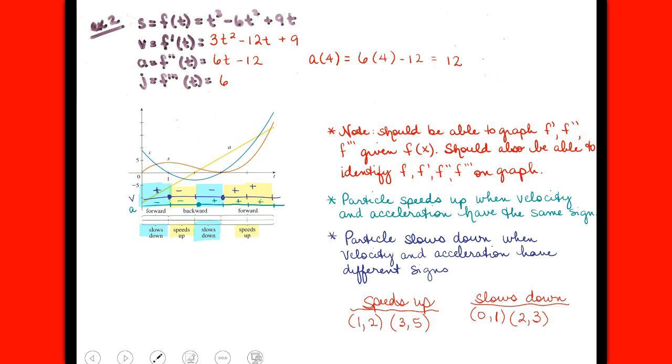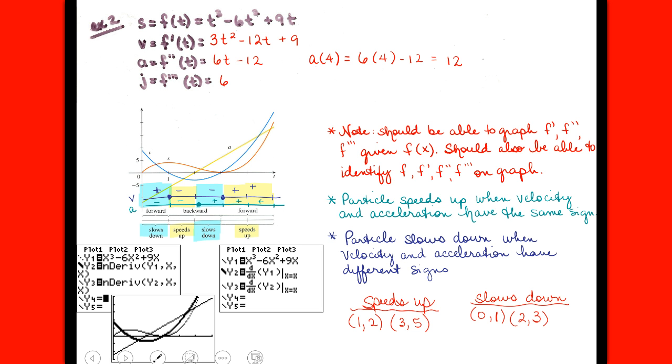Then I can go back and say, okay, it's slowing down where they have different signs. So from 0 to 1, I have a positive and a negative, so slowing down there. And from 2 to 3, I have a negative and a positive, so slowing down there. So signs different from 0 to 1, slowing down. Signs the same from 1 to 2, speeding up. Signs different from 2 to 3, slowing down. Signs the same from 3 to 5, speeding up.